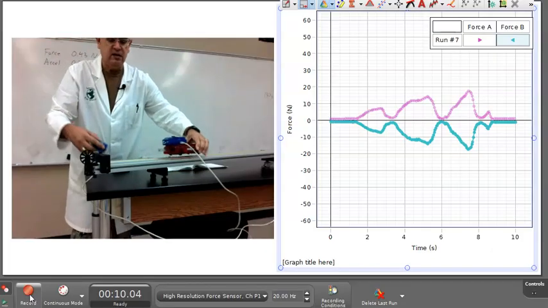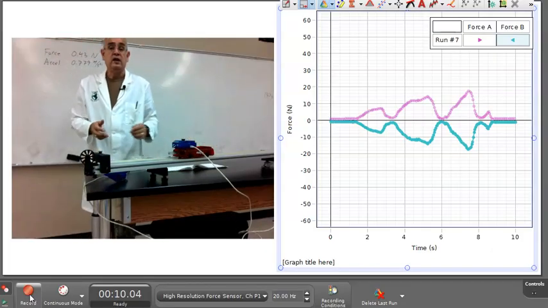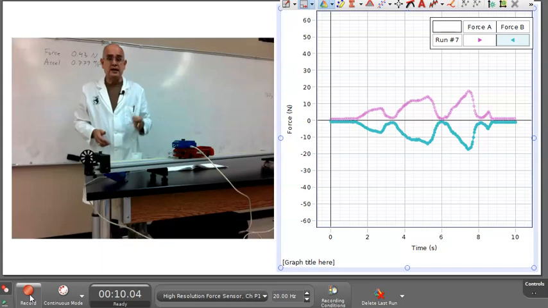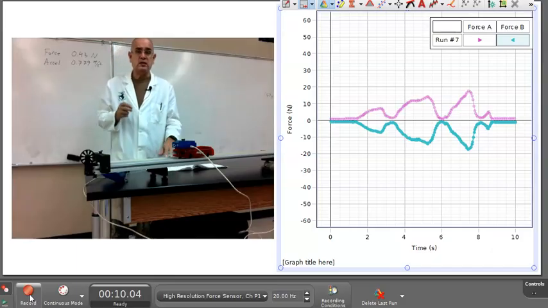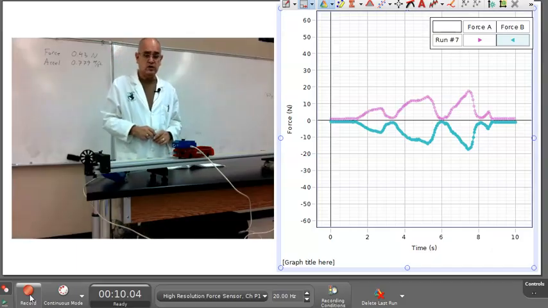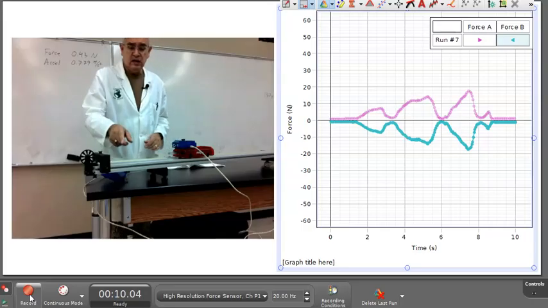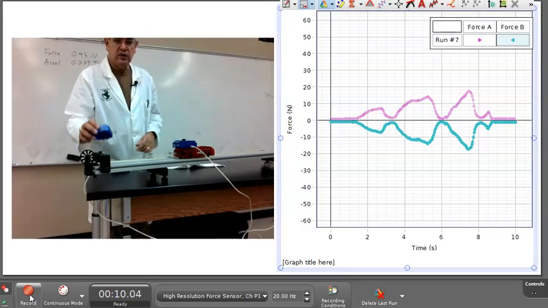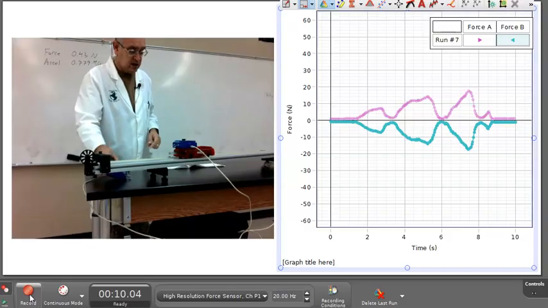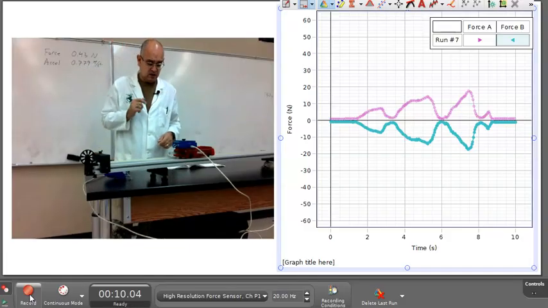What I'm trying to get at, very straightforward. The pulley does not add or subtract from the force. What the pulley does is it redirects the direction of the tension force. But as you can see, the tension force on this end is equal to the tension force on this end. Equal and opposite, I should say, because they're in opposite direction.